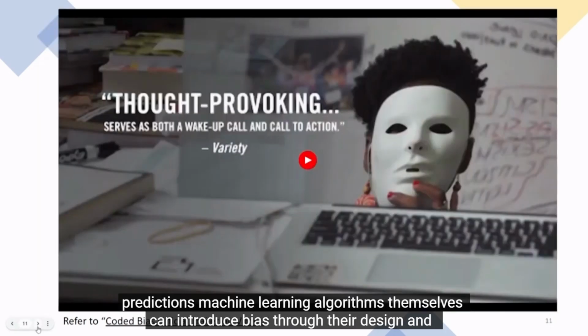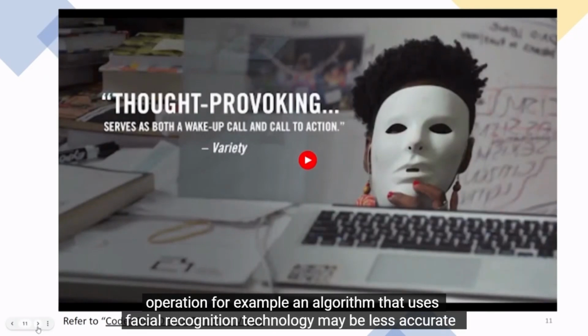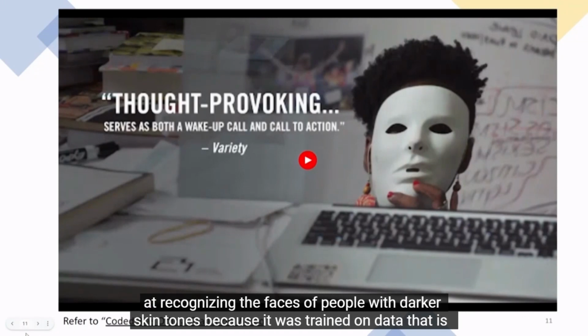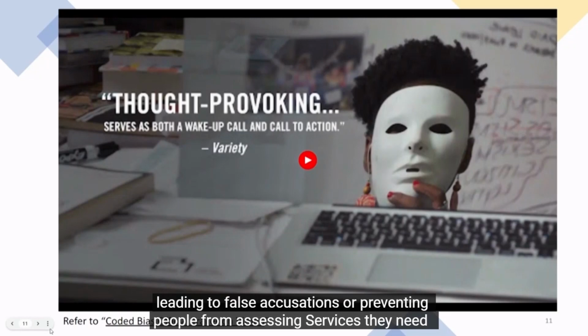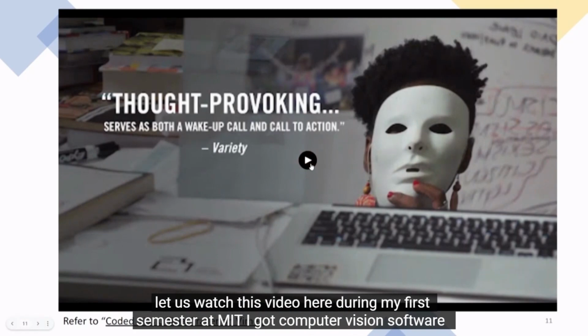If a data set is incomplete or biased in some way, the algorithm may make incorrect or unfair predictions. Machine learning algorithms themselves can introduce bias through their design and operation. For example, an algorithm that uses facial recognition technology may be less accurate at recognizing the faces of people with darker skin tones because it was trained on data that is primarily composed of lighter skinned individuals. This bias can have serious consequences, such as leading to false accusations or preventing people from accessing services they need. Let us watch this video here.